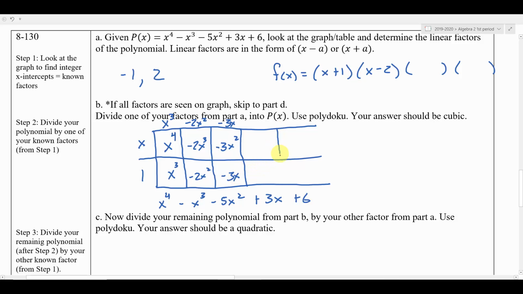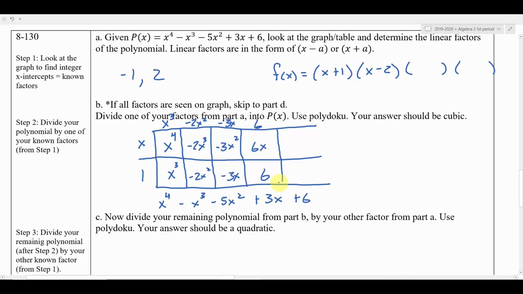So I'm going to create another column. This one's for my x's. And our x's, right, this diagonal has to add up to be a positive 3. So this is going to have to be a 6. So 6x plus a negative 3x gives me positive 3x. So I'm going to need a 6 up here because 6 times x is 6x. And then 6 times 1 is 6.